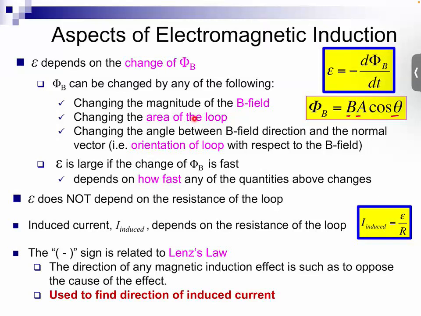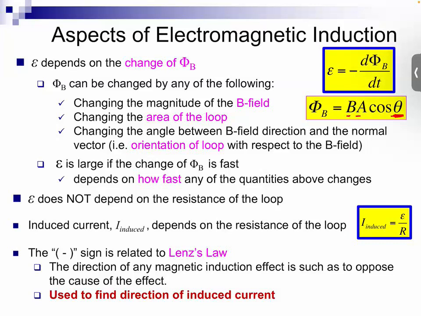Or you can change the angle between the magnetic field lines and the surface, because as we've seen, if you have magnetic field lines crossing perpendicular to your surface, you have maximum flux. But if you orient your surface so that it's oriented this way, then there are no magnetic field lines crossing your surface. So changing the orientation essentially changes that angle theta.